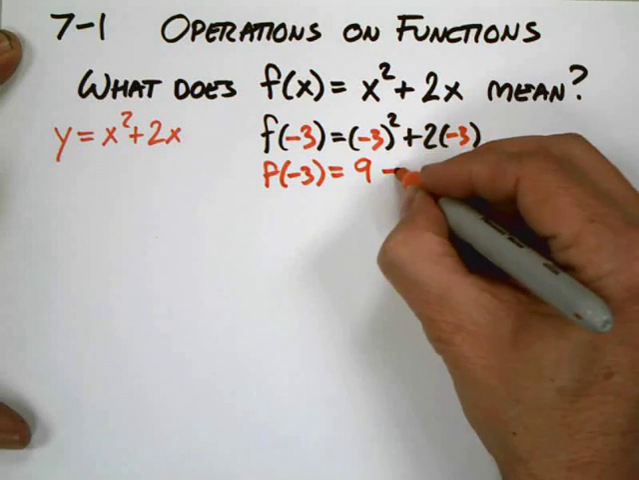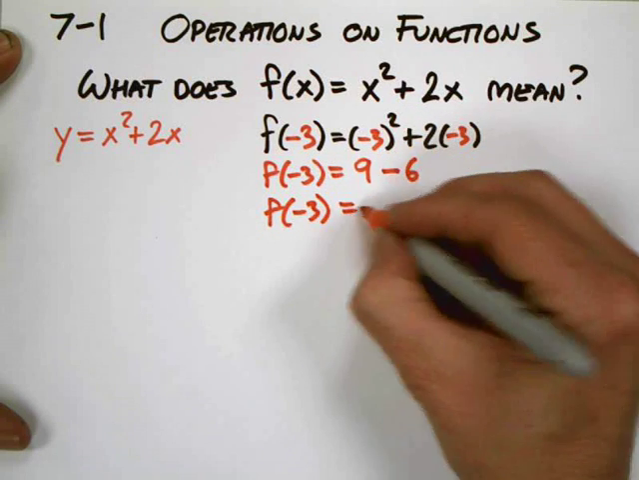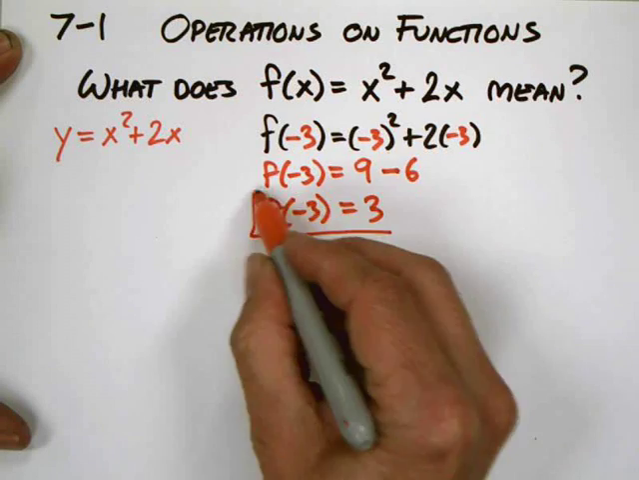plus 2 times negative 3, which is minus 6. So at negative 3, this function would be worth 3. So that's how we evaluate it.